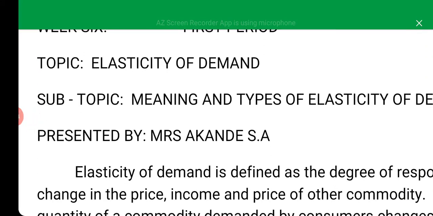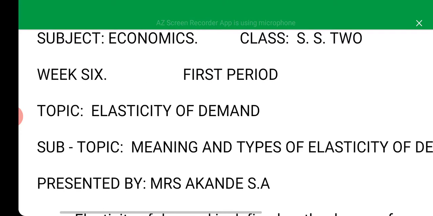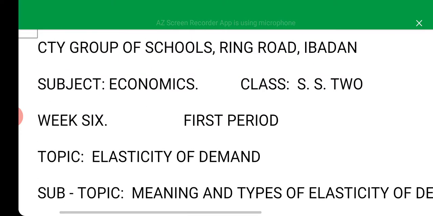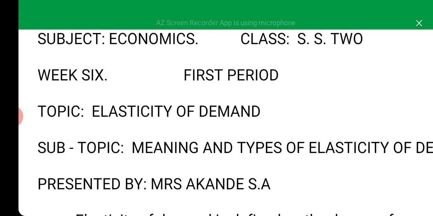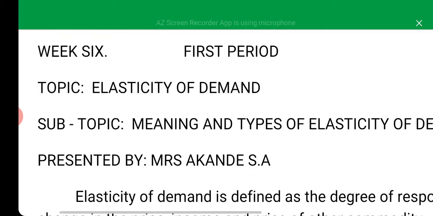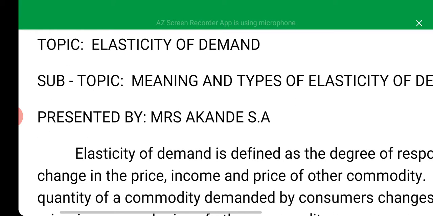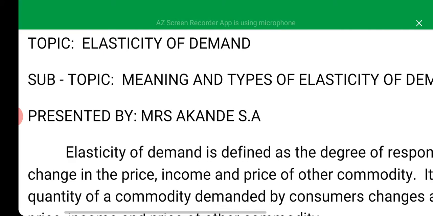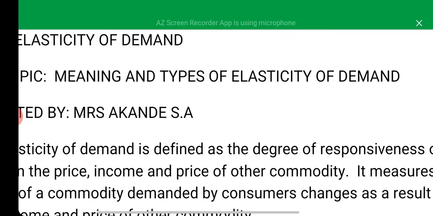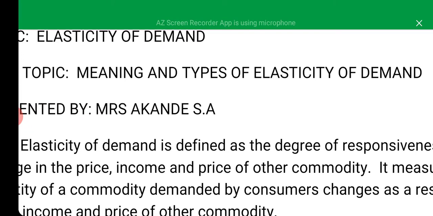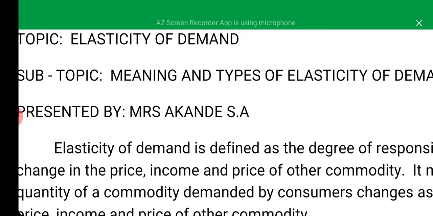I'm Mrs. Sakonde Hesse. I want to present the SS2 Economics Week 6 first period, and the topic is elasticity of demand. Alhamdulillah, last lesson we've been able to treat the meaning and types of both demand and supply. Now I want to look at the meaning and types of elasticity of demand for this week.